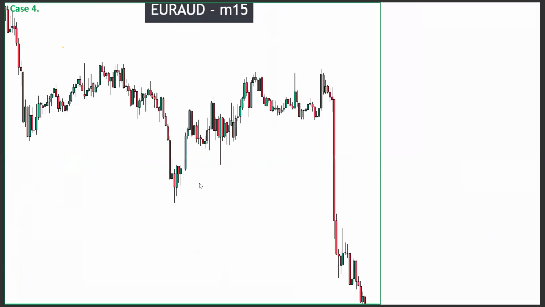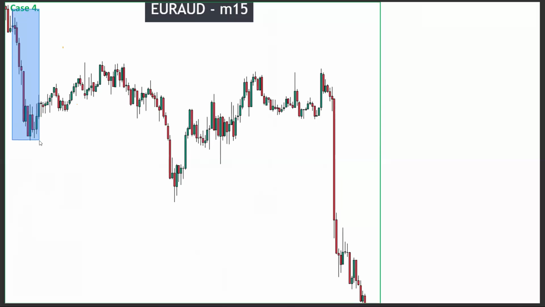Now, case 4. From the start of the wave, you can see there are several Marubozu candles, so it shows that this is a strong impulse wave. Now, for the pullback wave, we have a range here. Price hasn't broken out up to this point. Price is still in the range.